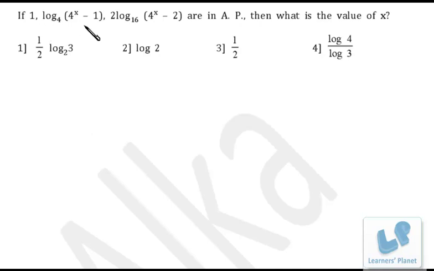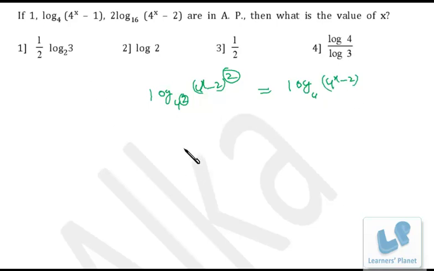Now if 1, this and this are in AP, then what is the value of X? An excellent problem based on logarithm. Since these three terms are in AP. Now this is base 4, here it is 2 and here it is 16, right? So this can be rewritten as just log, I just write it over here, 4 raised to x minus 2, whole square, right? So this is 2 and this is 2, so they will be cancelled, and finally this will be log 4 raised to x minus 2, right?